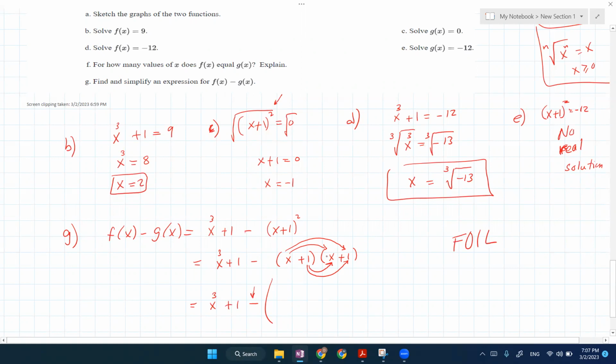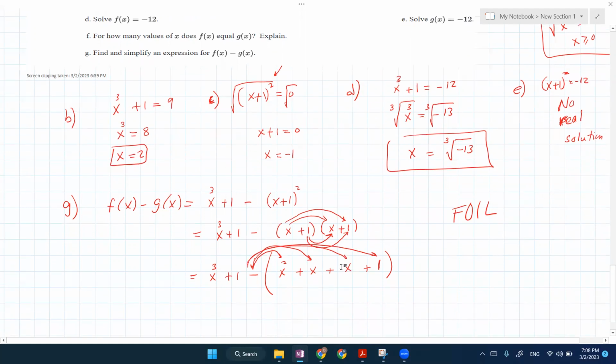Okay, so x times x, first by first, that's x squared, then x times 1 is x, then the inside term times the inside term, 1 times x is x, and finally last by last, that's 1. So with subtraction, since we subtract f minus g, the subtraction has to be distributed to every term in g.